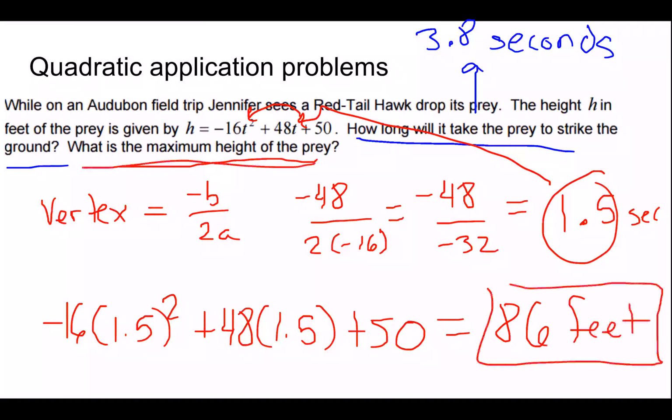So we know it takes 86 feet for it to reach its maximum height. And we found that it took about 4 seconds, or 3.8, for this thing to hit right back on the ground. So that's how you do quadratic application problems. You just kind of look for whether it's asking for the max or for how long it takes to reach the ground. We're going to do one more example.